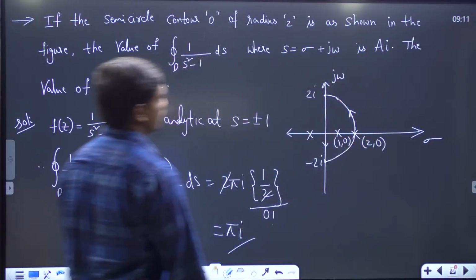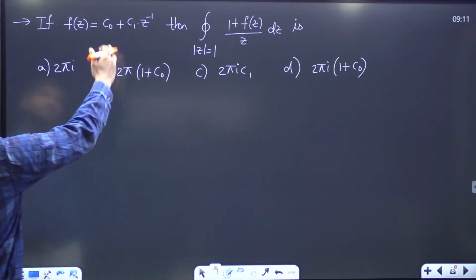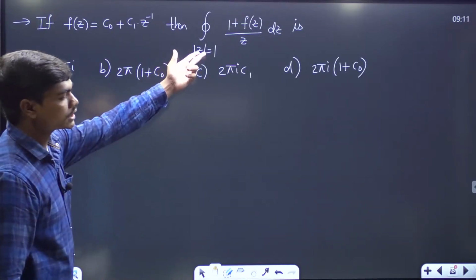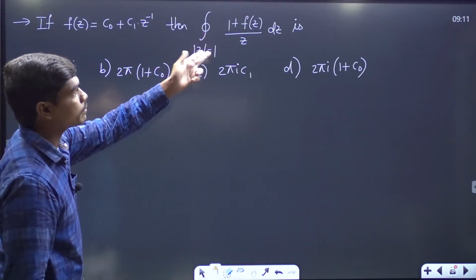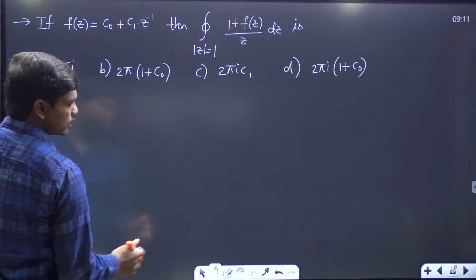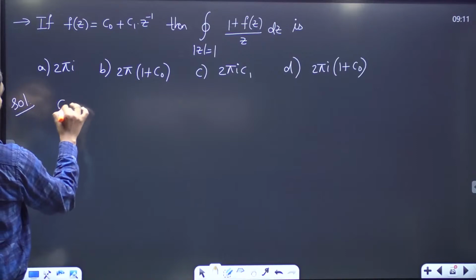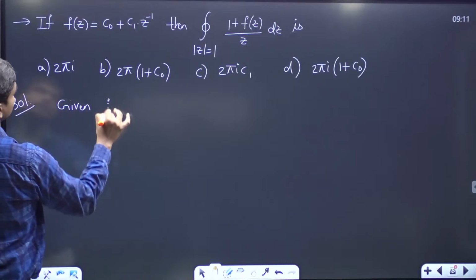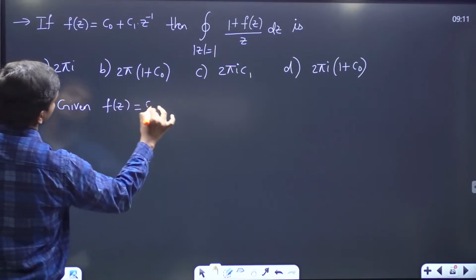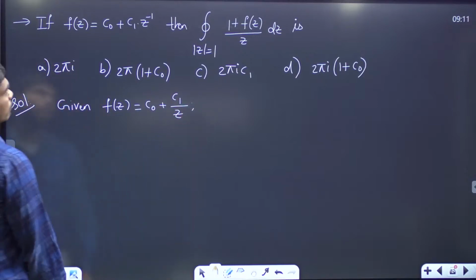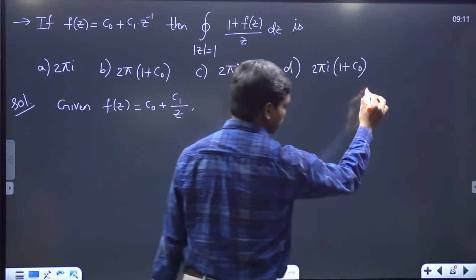So see, f of z is equal to c0 plus c1 into z power minus 1. Then the integral over the curve mod z is equal to 1 of 1 plus f of z by z dz is what? So let us see the solution for this. What is given f of z? f of z is equal to c0 plus c1 by z. This is what we have as f of z. Now the curve is mod z is equal to 1.